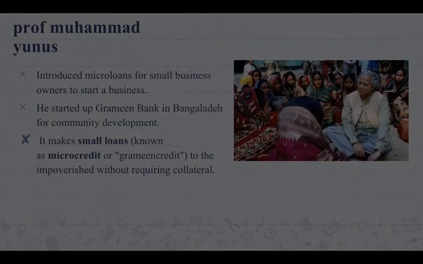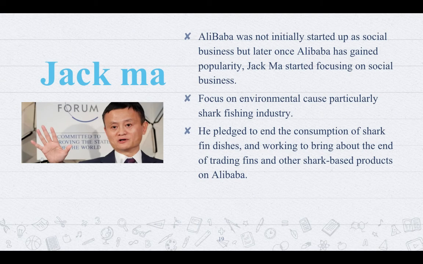Okay. Another famous social business figure would be Jack Ma. But initially, he did not intend for Alibaba to be in the social business domain. But once he saw that Alibaba had gained some popularity, he started to gain awareness and give more focus to environmental causes, in particular the shark fishing industry.